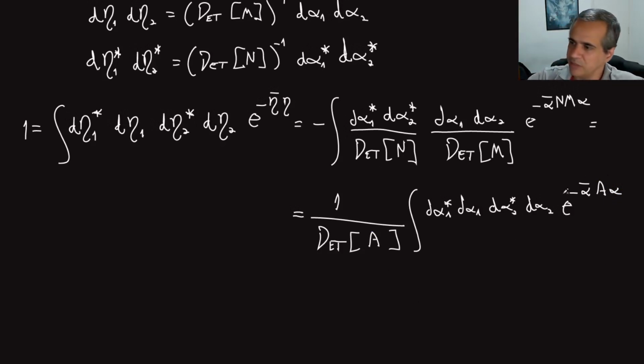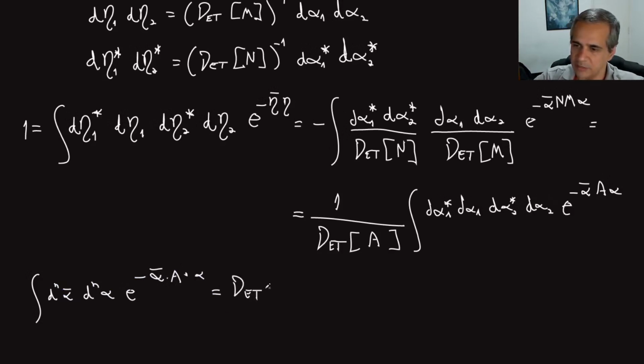And then if I look, these must be 1, so I can throw this determinant to the other side and write. And now I just take these to n dimensions, right? I don't have to keep it 2. The integral of d alpha bar d alpha exponential of minus alpha bar A alpha is equal to the determinant of A.